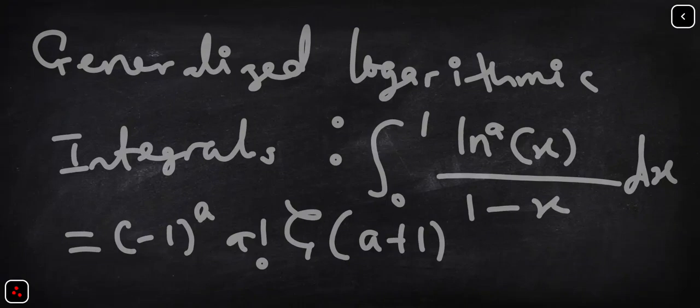In today's video, we'll be generalizing a logarithmic integral, that is, generalized logarithmic integrals. So we are going to do this one for today: the integral from 0 to 1 of natural log of x raised to the power of a over 1 minus x dx. We want to prove it is equal to minus 1 raised to the power of a multiplied by a factorial multiplied by the zeta function of a plus 1.